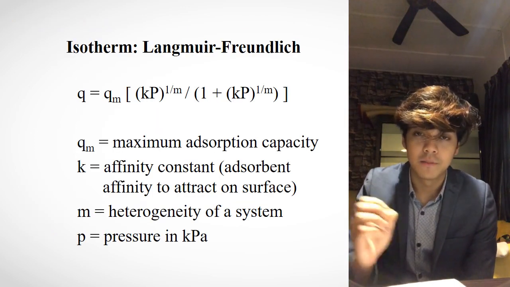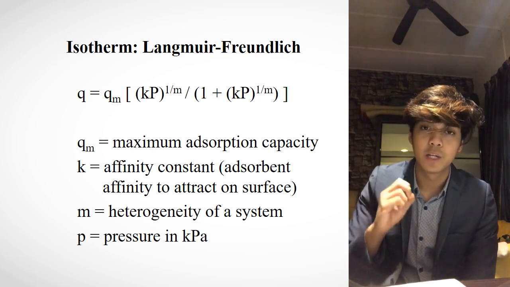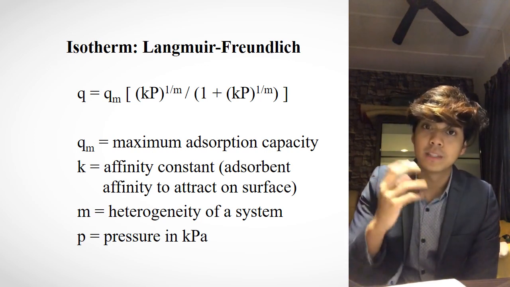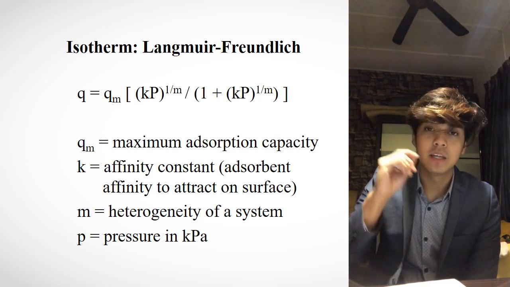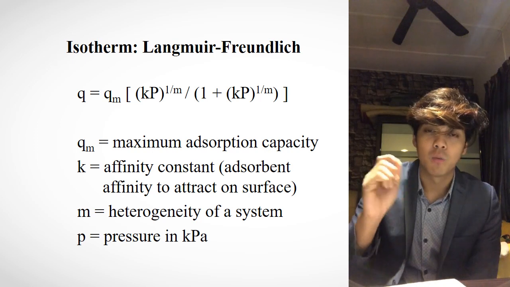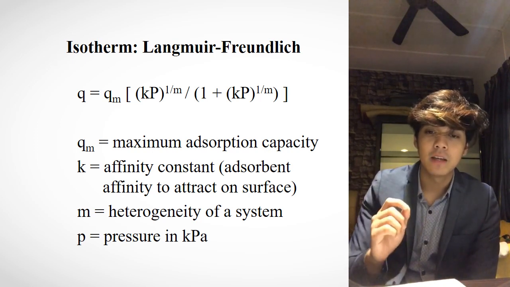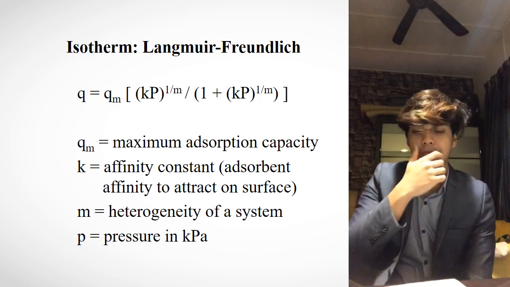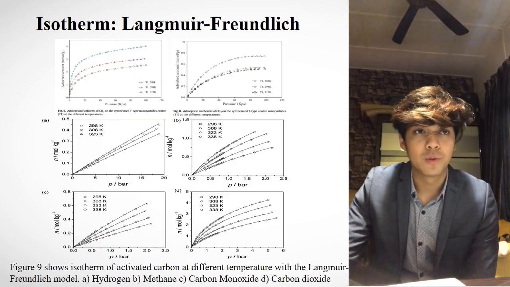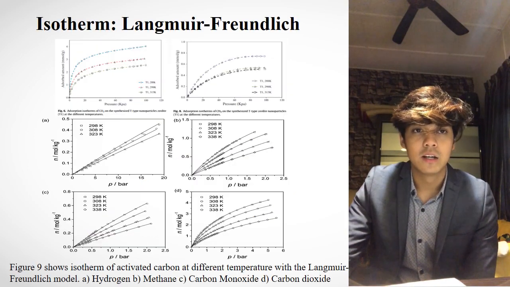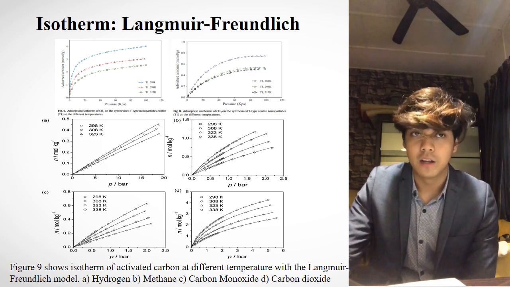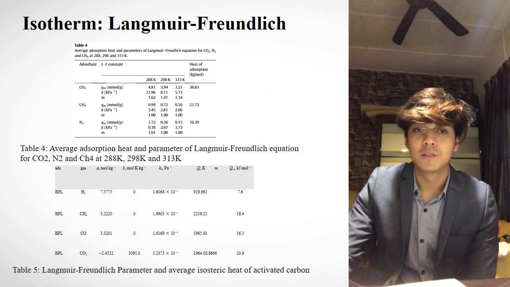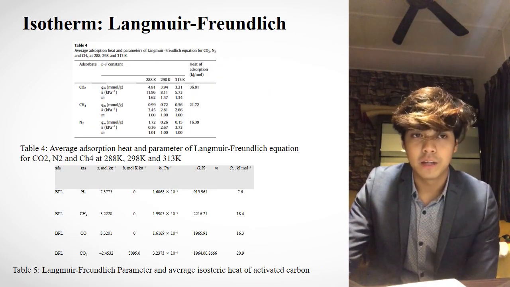For the type of isotherm that we chose for our design, it would be the Langmuir-Freundlich equation because we are using multi-component adsorption in our design. The equation for the Langmuir-Freundlich isotherm is q equals qm (Kp) to the power 1 over m, over (Kp) to the power 1 over m plus 1. In our slide, we'll be showing you the graphs and also the adsorption data fitted to the Langmuir-Freundlich model. The reason for choosing this isotherm is that it produces a good reproduction of data.